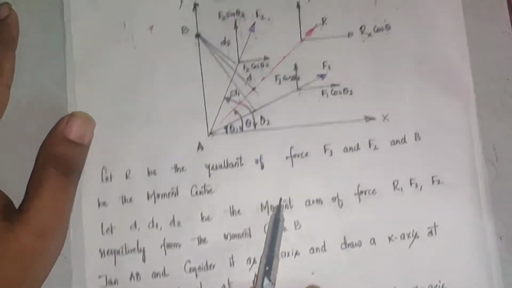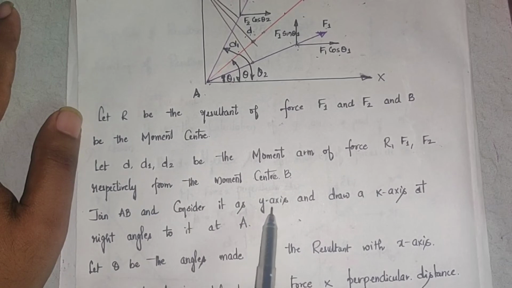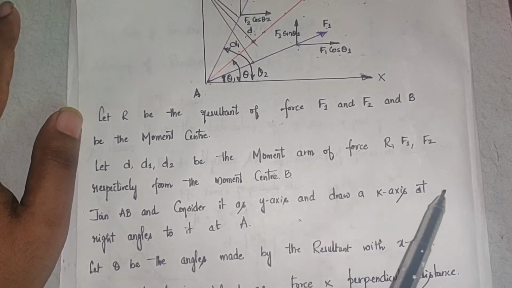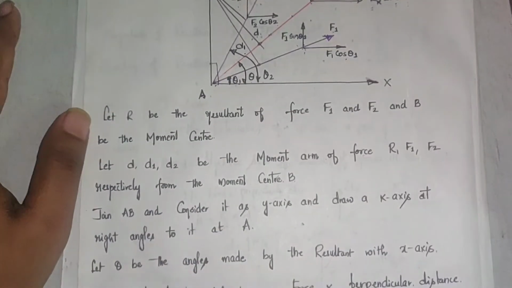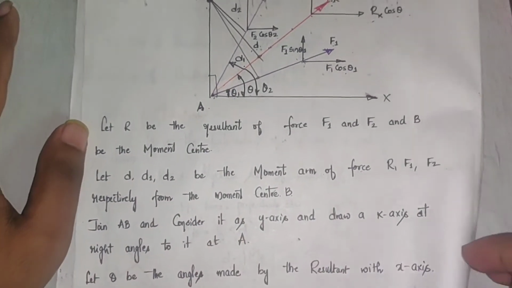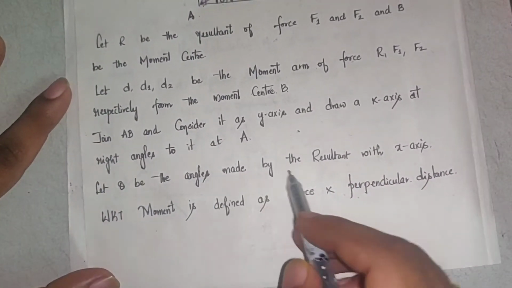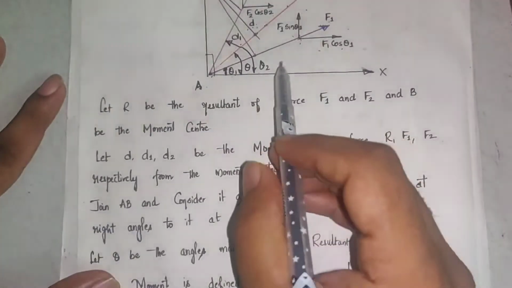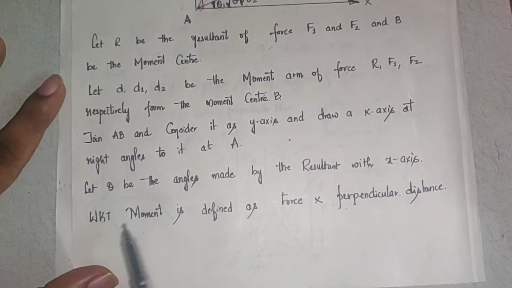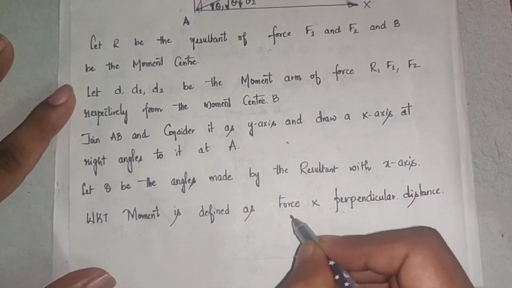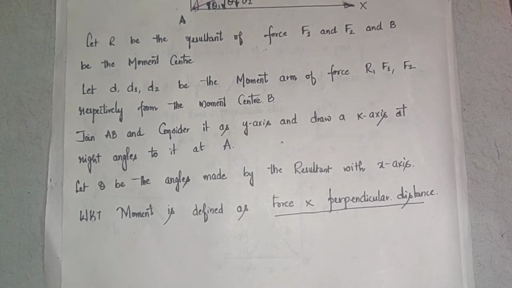Then join AB and consider it as the y-axis, and draw an x-axis at right angles. So this is making a right angle at point A. Then let theta be the angle made by the resultant with the x-axis. So we know that moment is force into perpendicular distance.